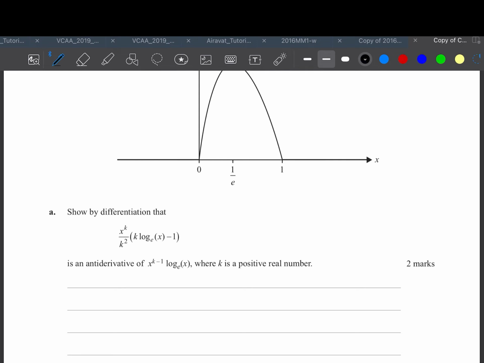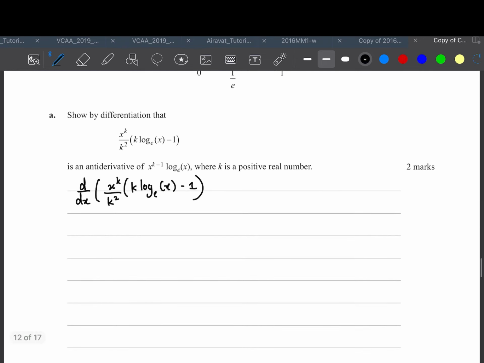So what we are basically trying to do is differentiate x to the power of k over k squared times k log base e of x minus 1, and show that when we differentiate it, it equals to that. That's all this question is asking us to do. So again, we have to apply the product rule to do this question. What I'm going to do is differentiate this term over here first.